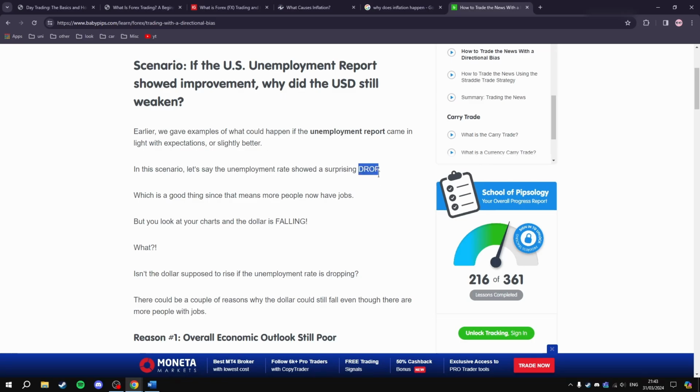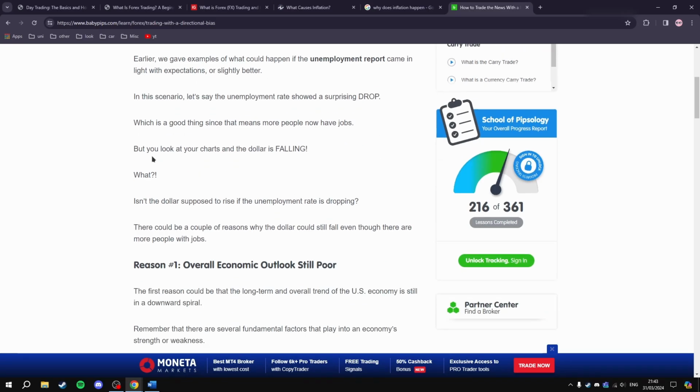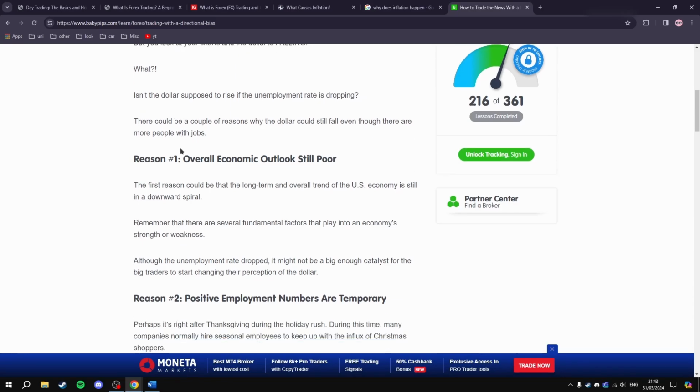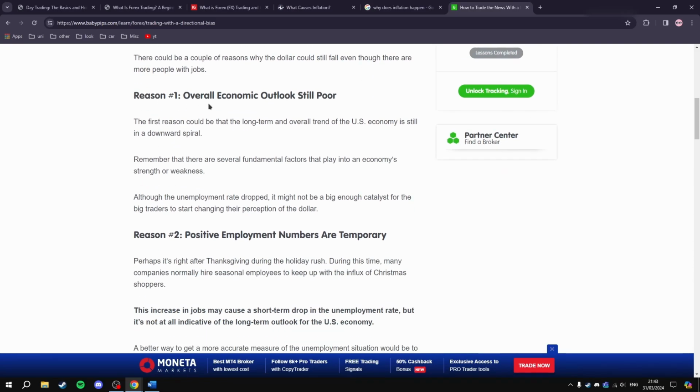So there's less unemployed people now, which is a good thing since that means more people now have jobs. But you look at your charts and the dollar is falling. What? Isn't the dollar supposed to rise if unemployment rate is dropping? There could be a couple of reasons why the dollar would still fall even though there are more people with jobs. Reason number one, overall economic outlook still poor.